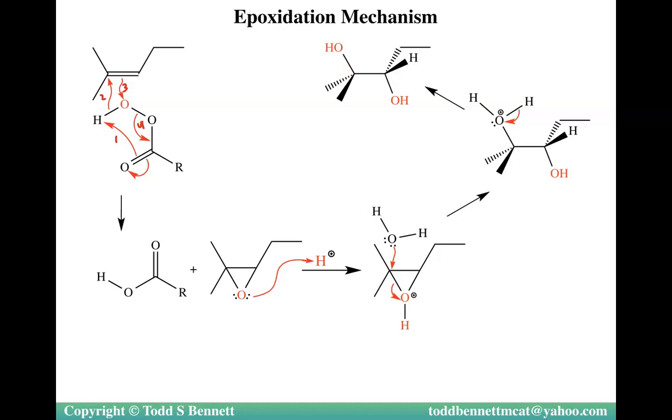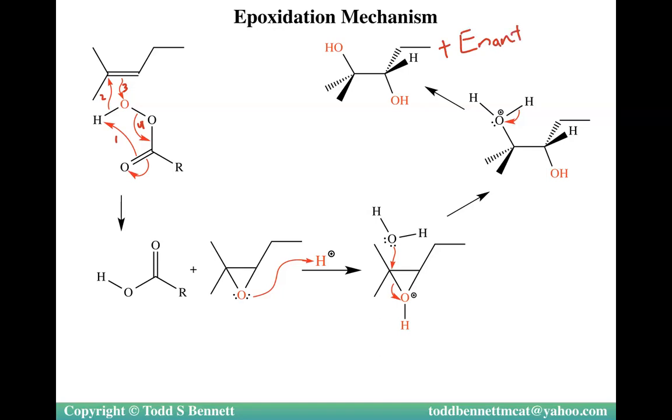And again, it can attack from either side. So I could have my peroxide on the upside, and I could have had this OH down and that OH up. I only showed one enantiomer, but you have to keep in mind this will generate an enantiomer.